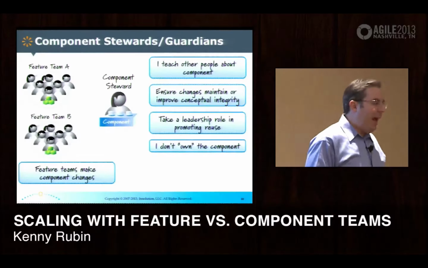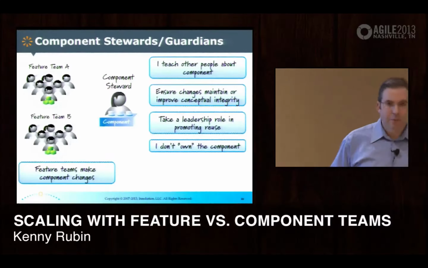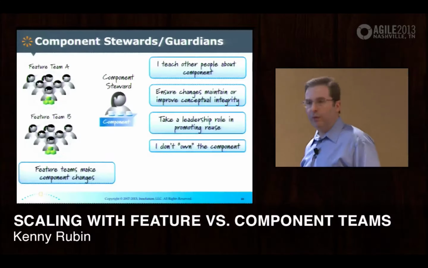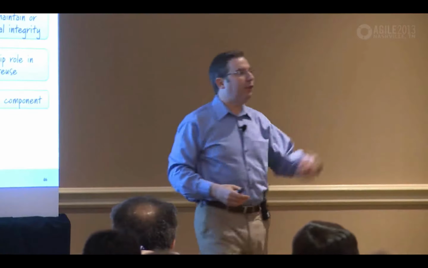First, why have that? Well, my experience from my object technology days was if you really wanted reuse to happen within an organization, you almost always had to send a person with the component to have it be effectively reused. So the component steward really teaches other people about the component. If a new feature team spins up, the component steward could be there to explain the component. Here's what it is, here's how you use it, here's examples of how you use it.